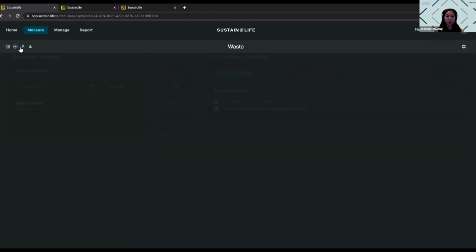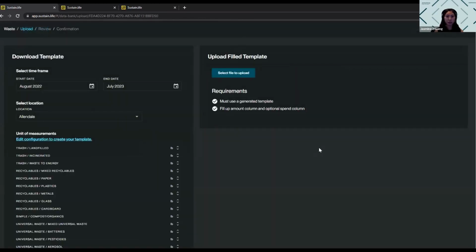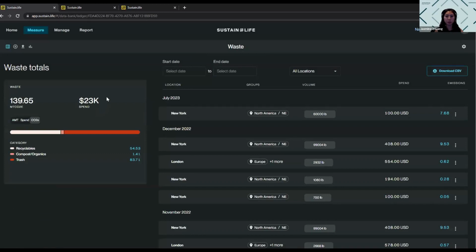If you'd like, the more streamlined way to enter this data is actually through our bulk upload feature. So you can track data for multiple months or even multiple years at a time in a simple Excel template where you can download the template from here and upload in one go. And this will be a huge time saver for you to be able to easily calculate your footprint from a single upload.